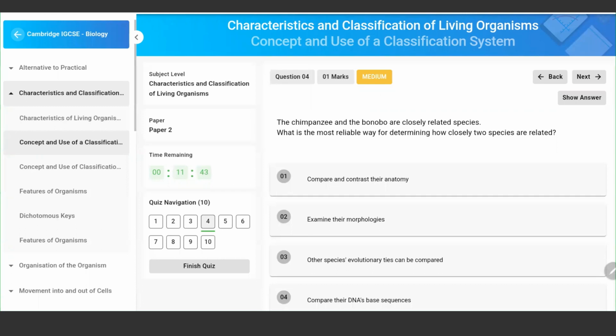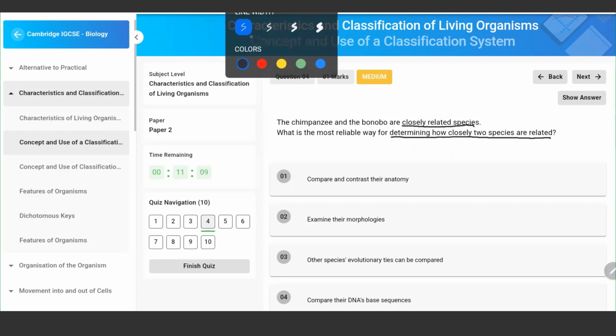All right, so here's a question from this section. It says that the chimpanzee and the bonobo are closely related species. What is the most reliable way of determining how closely 2 species are related? So it states that these 2 organisms are closely related, and they are asking you, what is the most reliable way for determining how closely the 2 species are related?